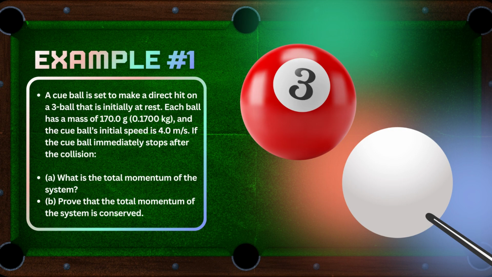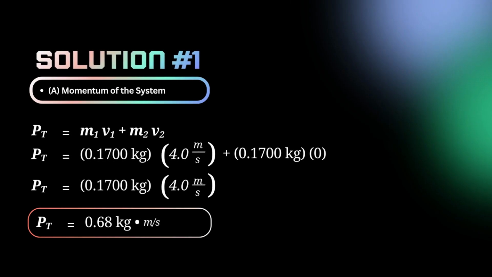Now, even though the cue ball stops immediately after the collision, the total momentum before and after the collision should remain the same if the system is closed and isolated. Our task is to prove that this is a conservation of momentum through calculations. So let's have the solution.